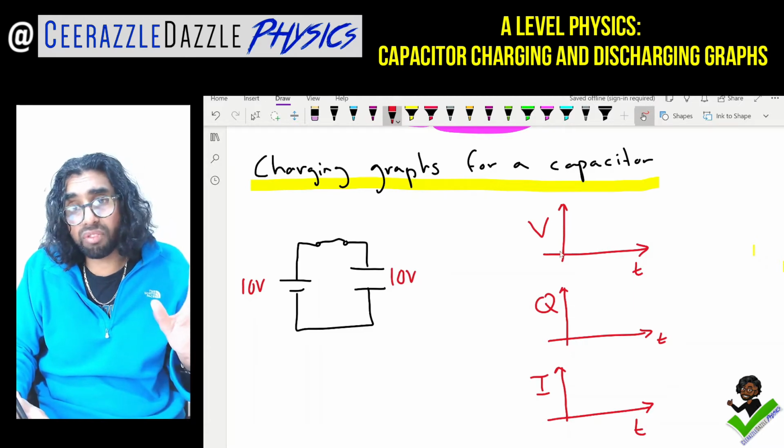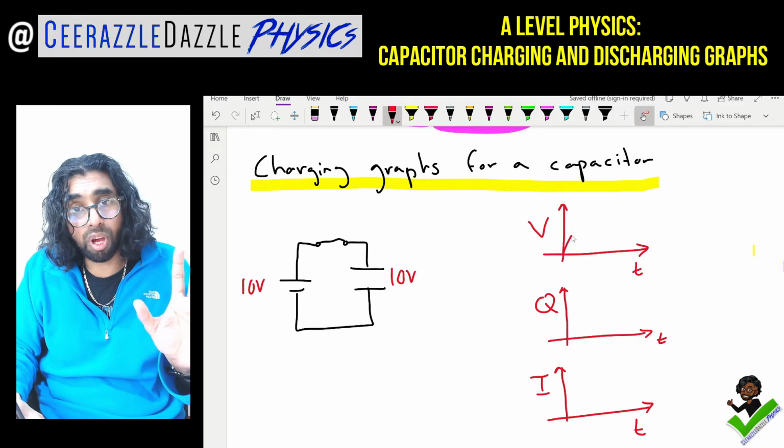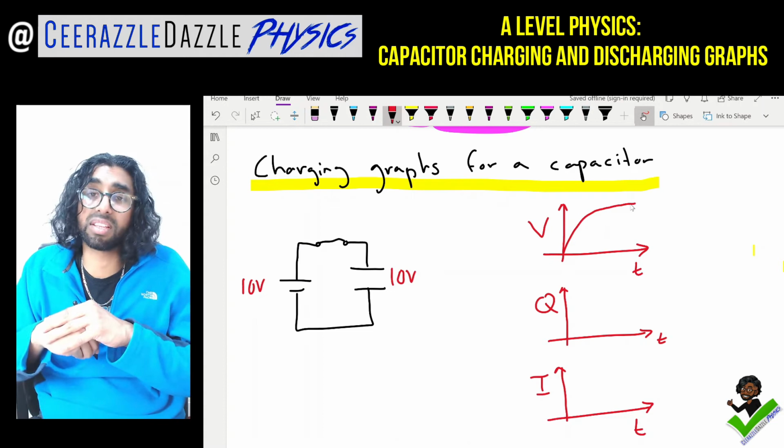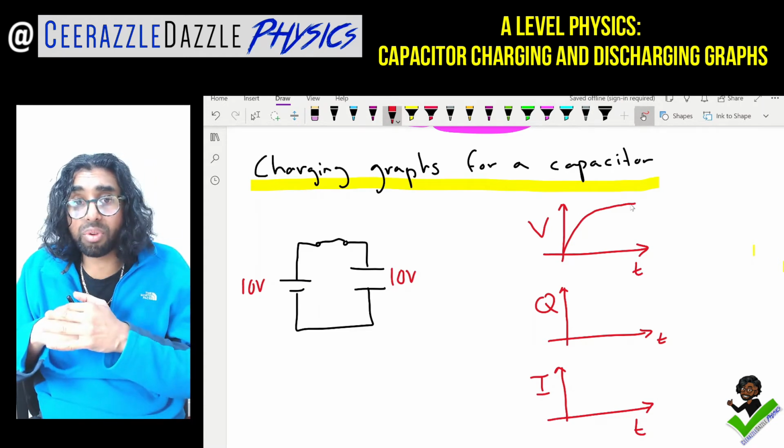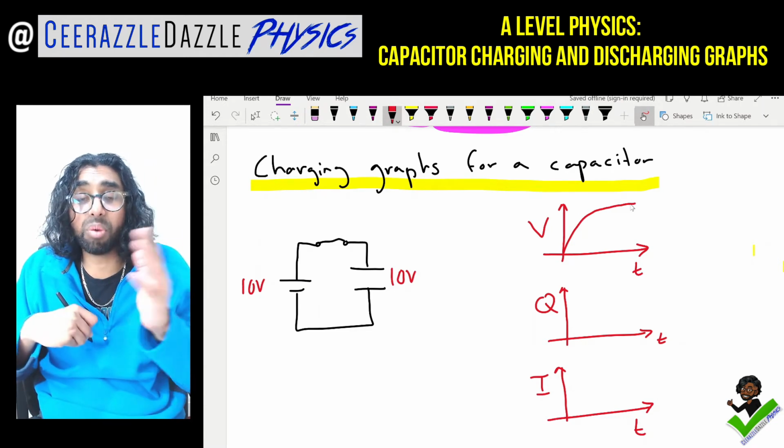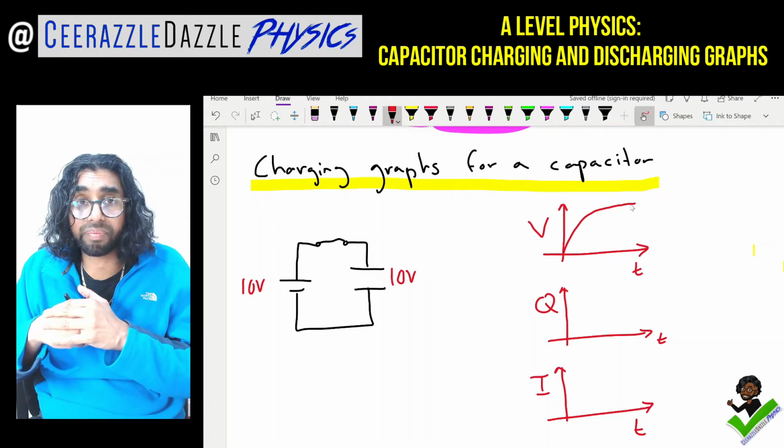So initially the voltage was low across the capacitor because it was 0 at the start, and it will go up and reach a maximum value. So the voltage will go up like this. This is the kind of graph we get for voltage against time when we're charging the capacitor.